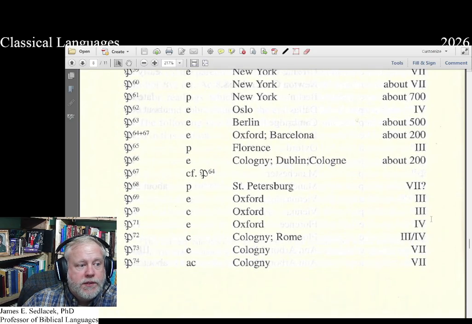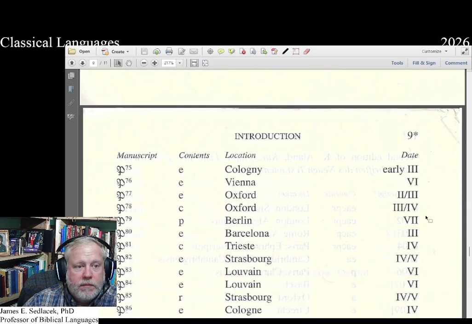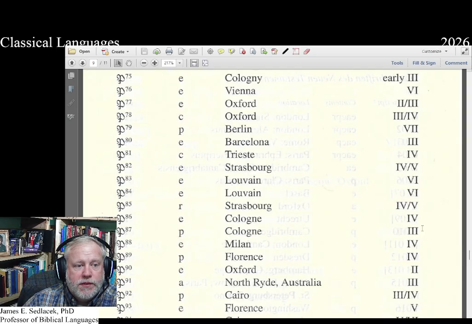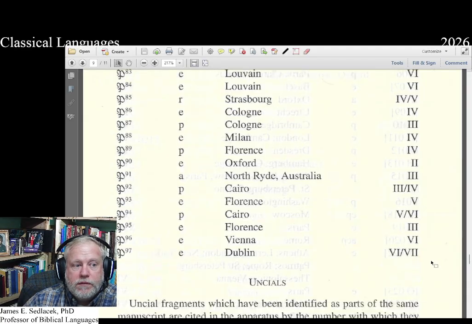These are some of the oldest papyri documents there are. Some of them are later, 7th century. Okay, but we've got some early ones here. Early 3rd. 3rd, you can see a lot of 3s in here. 2nd century, Oxford, P90. That one's probably as old or nearly as old as the John Rylands at 125. Some of them have dates, some of them have centuries.